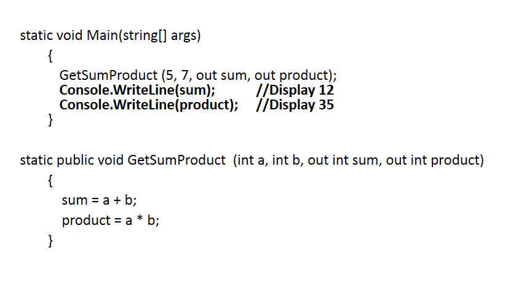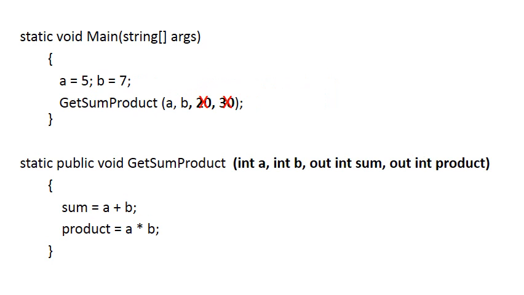So when you do the WriteLine sum, you'll display 12, and when you do the WriteLine product, you'll display 35. Notice what I'm trying to do here now. I'm trying to send in two constants in the third and the fourth position of the parameters. But now, because sum and product are out parameters, we need to have values coming out of those parameters. We cannot send through constants to out parameters. Constants can only be sent to default parameters, like A and B in this case.